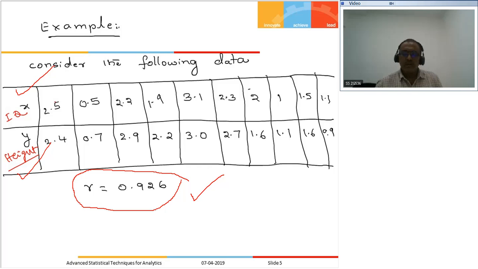But the problem with this is that if we had a larger number of variables, then we would have to find the coefficient of correlation for various combinations. Depending on the R value, we can say whether the two variables we have taken have any relation or not. So this is one.